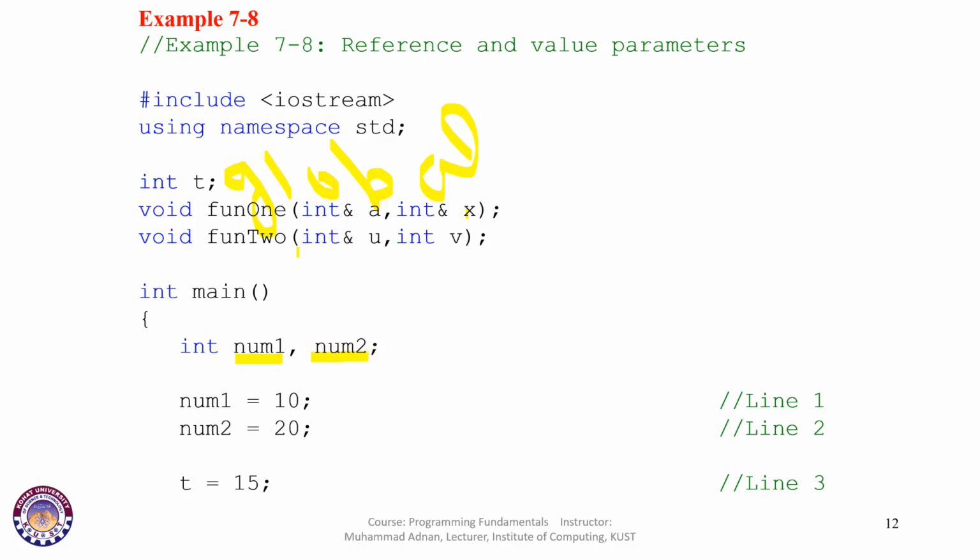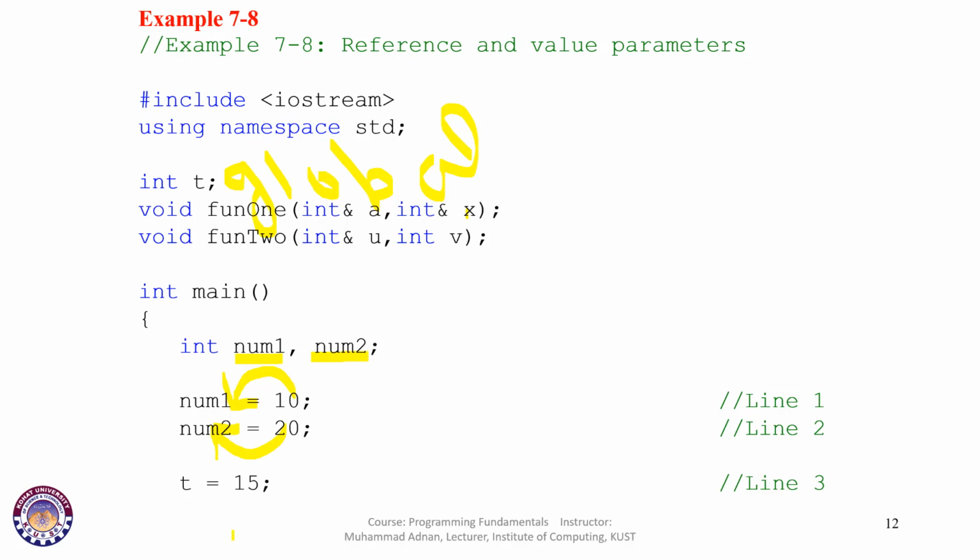In the second function, function 2, we are passing the reference of u, the address of u, and the value, a copy of the value stored in v. Inside main, we declare two variables, num1 and num2. At this stage, num1 and num2 have garbage values, but later we replace them: we assign 10 to num1 and 20 to num2.